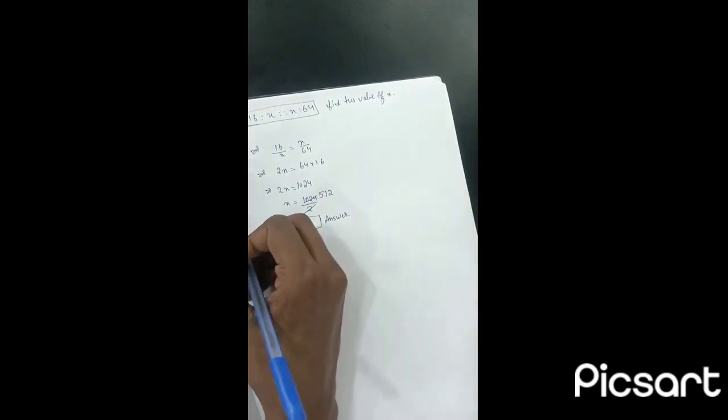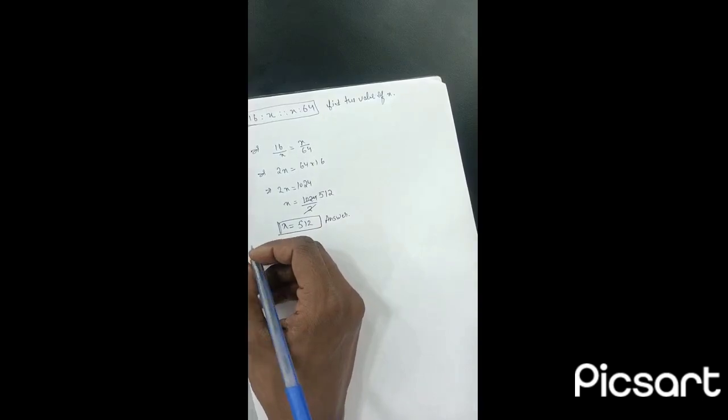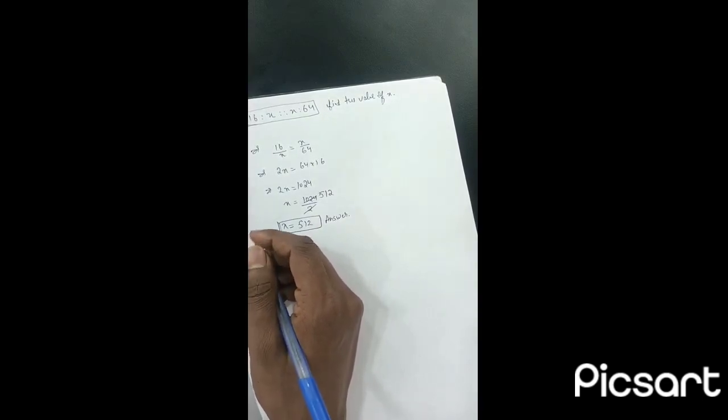Understand? Okay. Now we are going to come to question number 9. What must be added? Question number 9: what must be added to each of the numbers 18, 21, 4 and 5 to get the numbers that are in proportion?